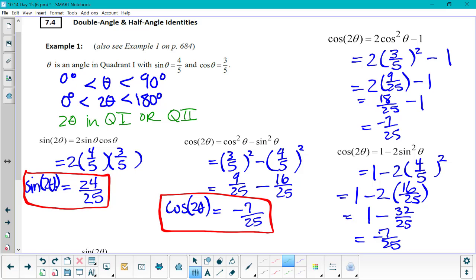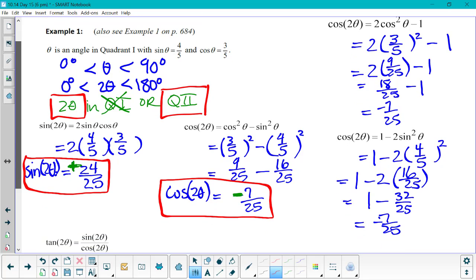So what I notice is that the sine of twice the angle is positive and the cosine is negative. So we're not in quadrant 1 because cosine and sine are both positive in quadrant 1. So that tells me then that 2 theta is in quadrant 2, because sine is positive and cosine is negative in quadrant 2.